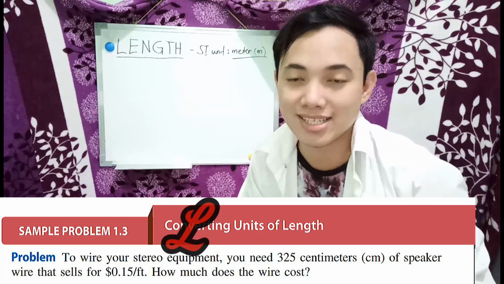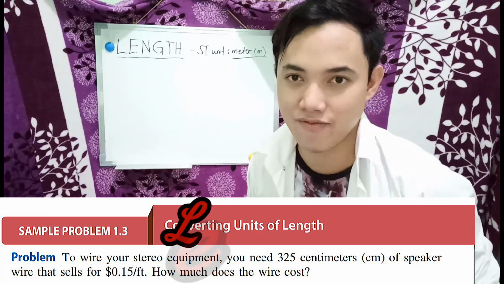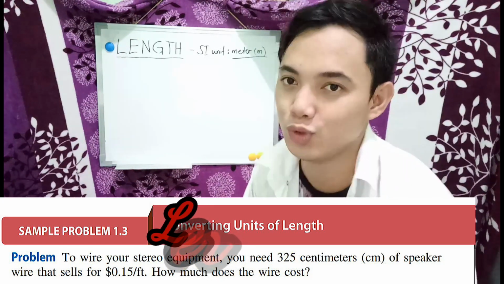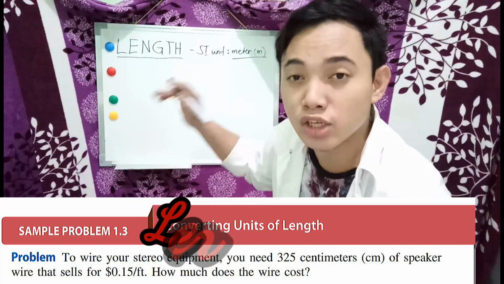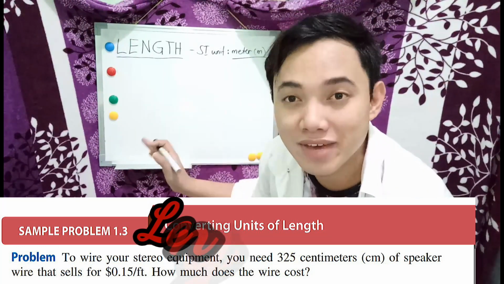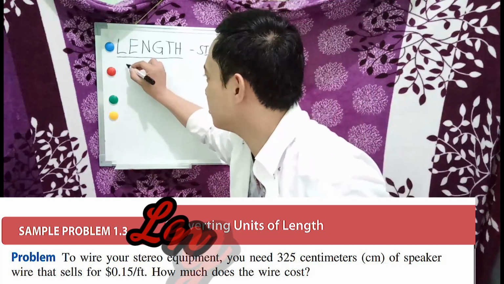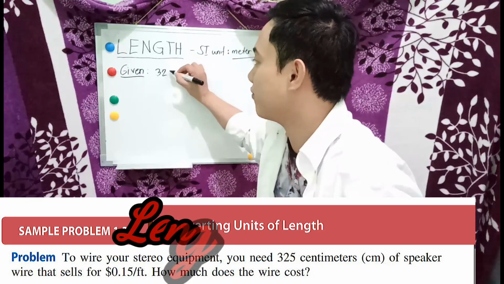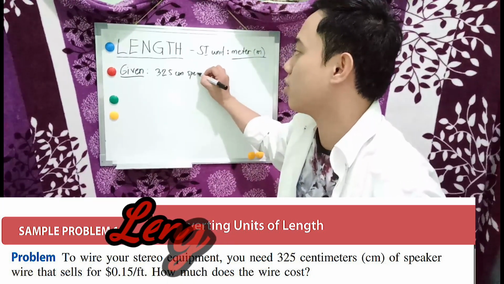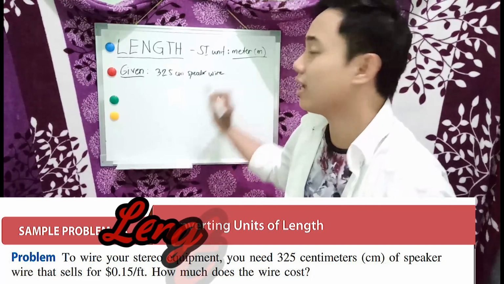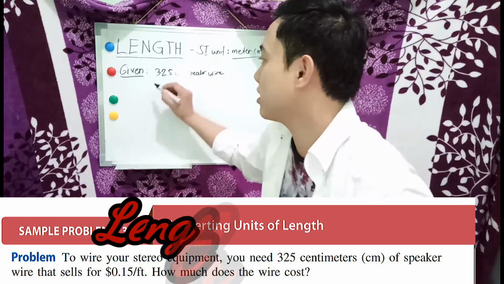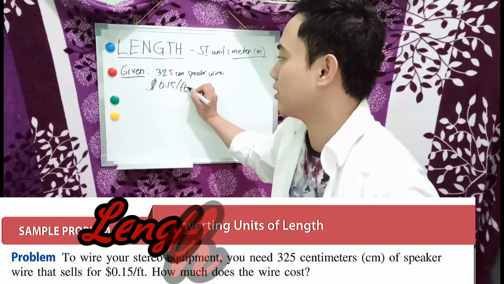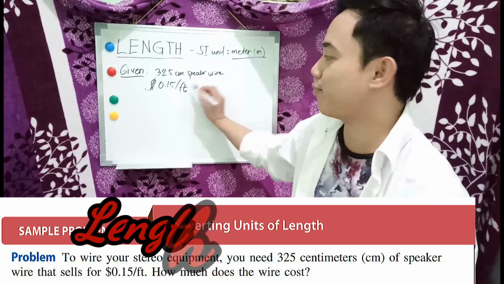So, una natin gagawin is, ilalagay natin lahat ng given. And then, lagay natin yung required, ano yung hinahanap sa problem. And last one, yung solution. So, una natin gagawin, ilalagay natin yung given, ano yung given dun sa problem. So, given, yung 325 centimeter ng speaker wire. Tapos, yung cost per speaker wire is $0.15 per foot.